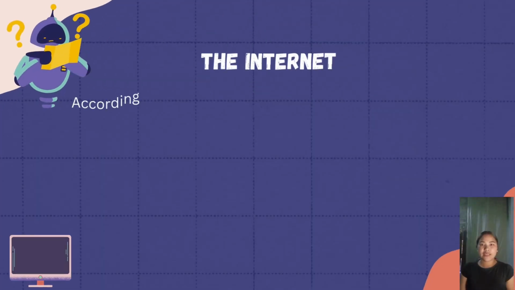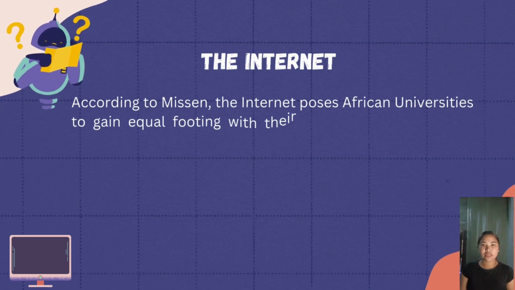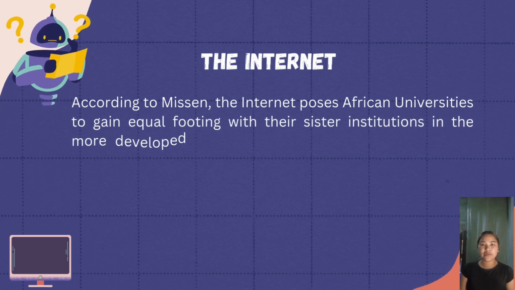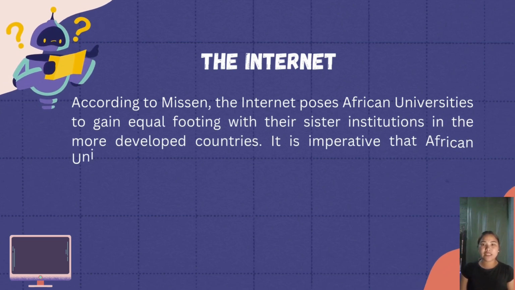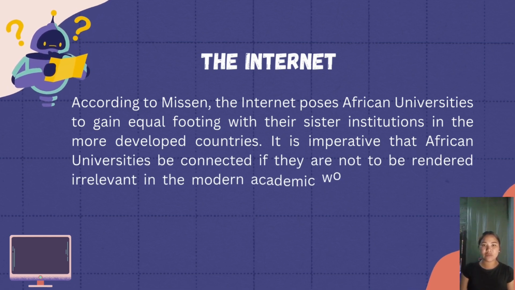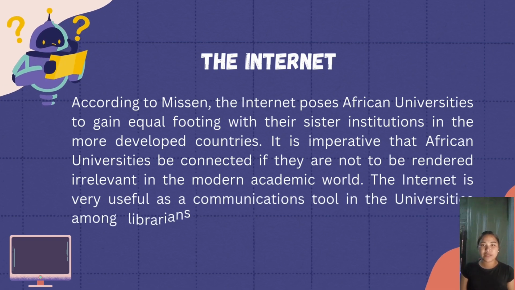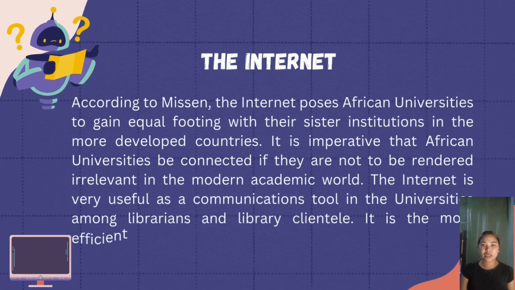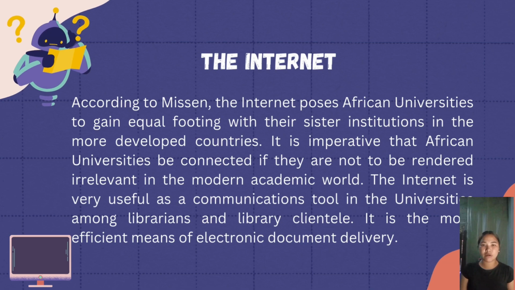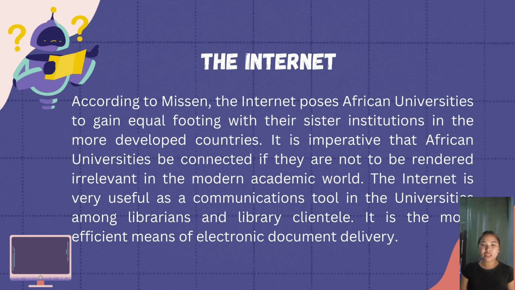According to Mason, the internet positions African universities to gain equal footing with their sister institutions in the more developed countries. It is imperative that African universities be connected if they are not to be rendered irrelevant in the modern academic world. The internet is very useful as a communication tool in universities among librarians and library clientele. It is the most efficient means of electronic document delivery.